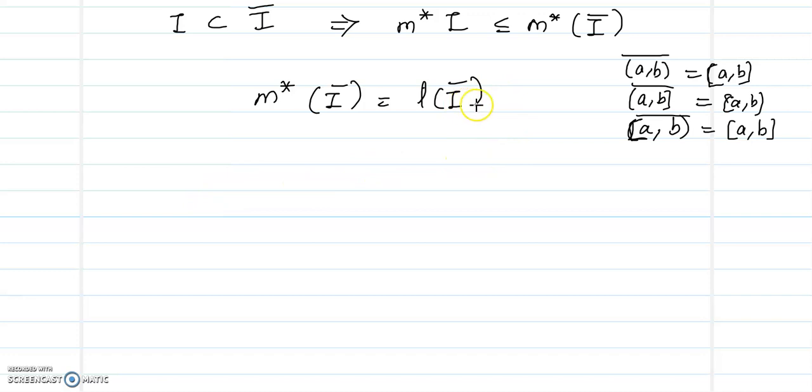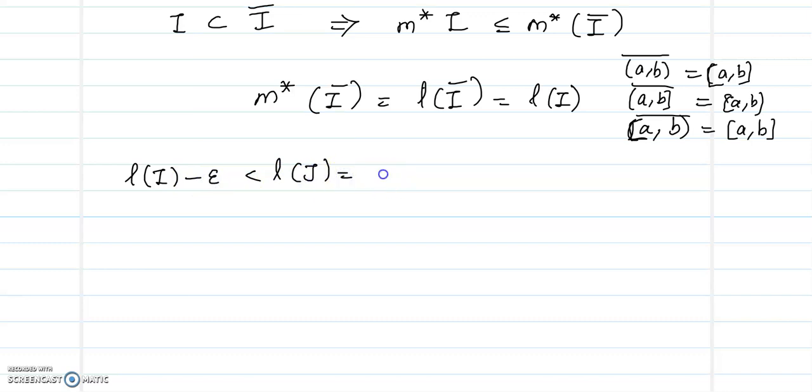Now, the length of I closure will be equal to the length of I, as you have seen for these two sets. Whether it is an open interval or a closed interval, the length is b minus a. So our inequality can be extended in this form. We get L of I minus epsilon less than L of J.